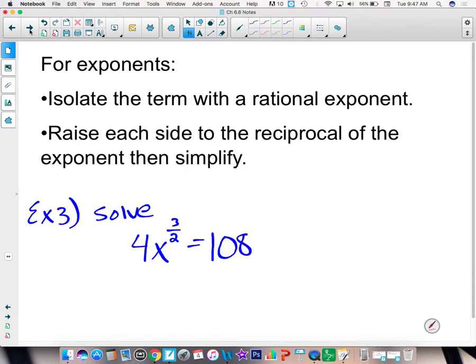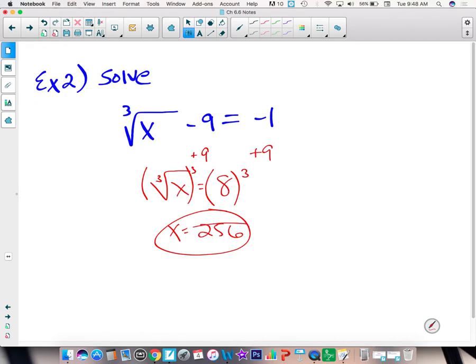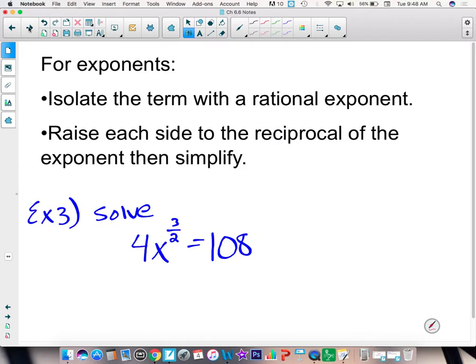All right, so when we have radical exponents or rational exponents, I want you guys to take a few minutes to write this stuff down. Okay, so you're going to isolate the term with the rational exponent. So that is the same as isolating your radical. Oh, going back on this last one. It's not 256, it's 512.